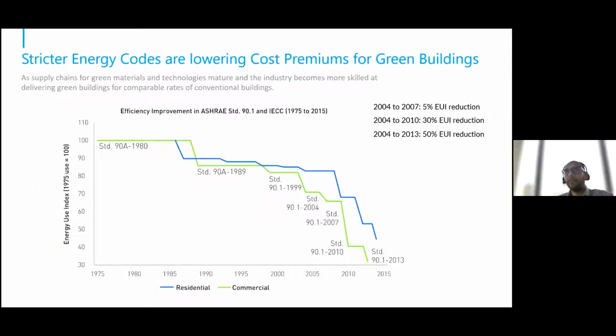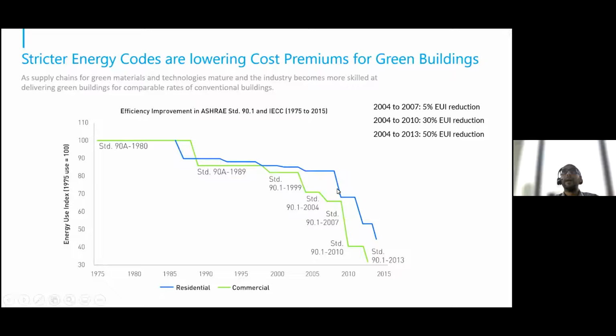Also, in terms of what we have seen in the past, if we look at this graphic from 1975 to 2010 or 2015, we have almost seen that buildings which were required to have an EUI of, let's say, 100 are consistently asked to have an EUI of about 30, which is a 70% drop. And even from 2004 to 2007, we saw a 5% EUI reduction. From 2004 to 2010, we saw a 30% EUI reduction. And from 2004 to 2013, it's a 50% EUI reduction. So we are seeing a significant drop in the requirements for meeting these targets.